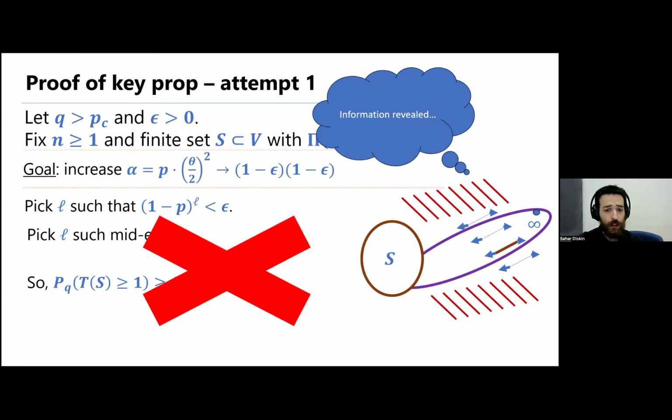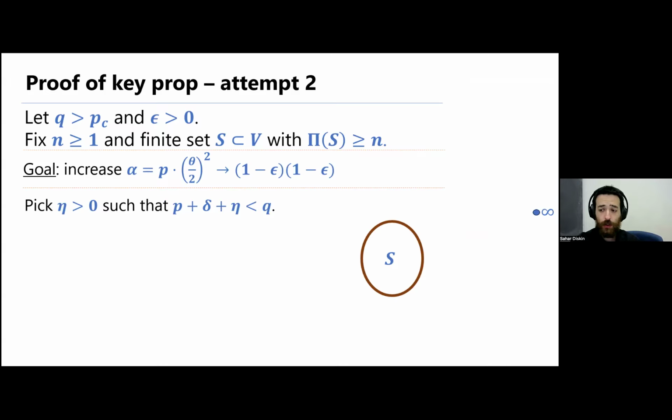Okay. But still, it's not a wasted idea. So let's try something else. Let's add something additional between P plus delta and Q. So I add some eta, some small parameter that I can fit in between P plus delta and Q. This is some low density percolation. And now I'm going to do something a bit different. So usually, how do the sprinkling arguments work? I first do this thing with the more dominant probability, and then I sprinkle a little bit with the low density probability, pretty much like we had in moving from the proposition to the theorem.